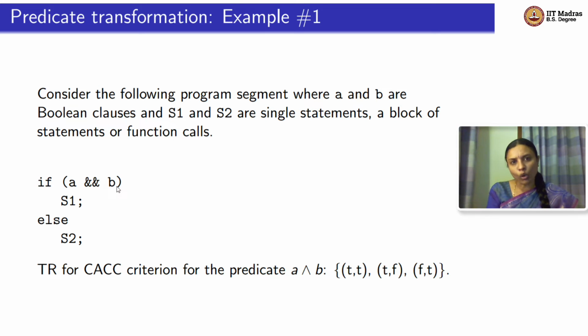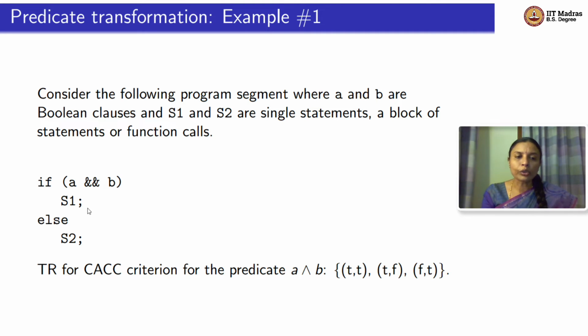Test requirement, let's say for correlated active clause coverage for this predicate, A and B, we know what it is, right? Making A the major clause once, making B the major clause once, and computing the conditions under which each of these clauses will determine the predicate, and populating true-false values. So the test requirement for CACC for predicate A and B would be 3 test cases: A and B evaluating to true and true, A true and B false, A false and B true. If any of you forgot how we got this, go back and refer to earlier lectures on logic coverage criteria. This is just a recap.